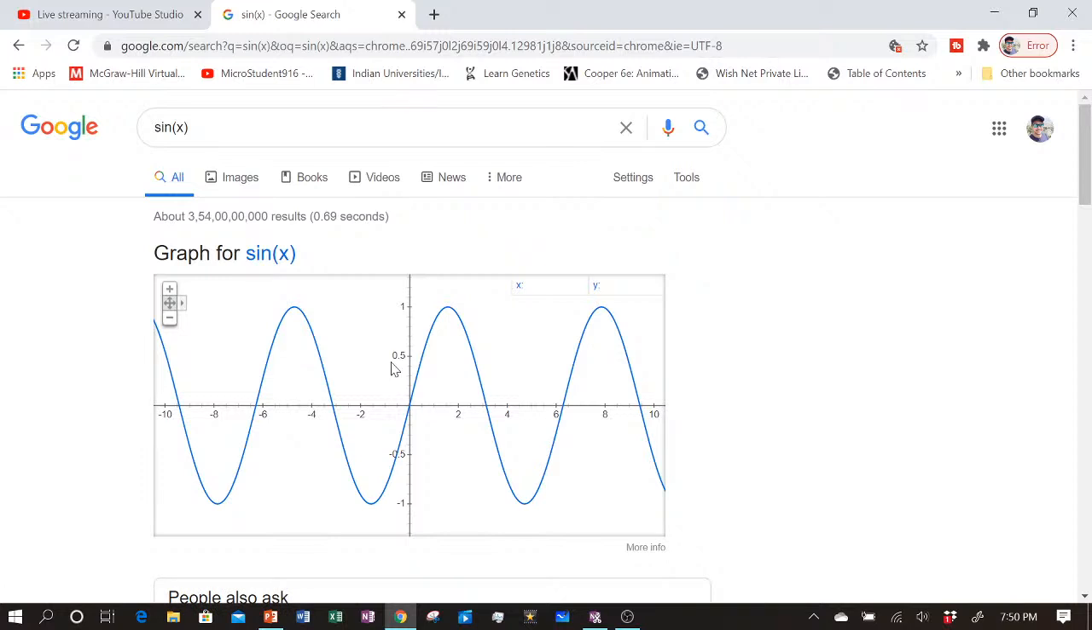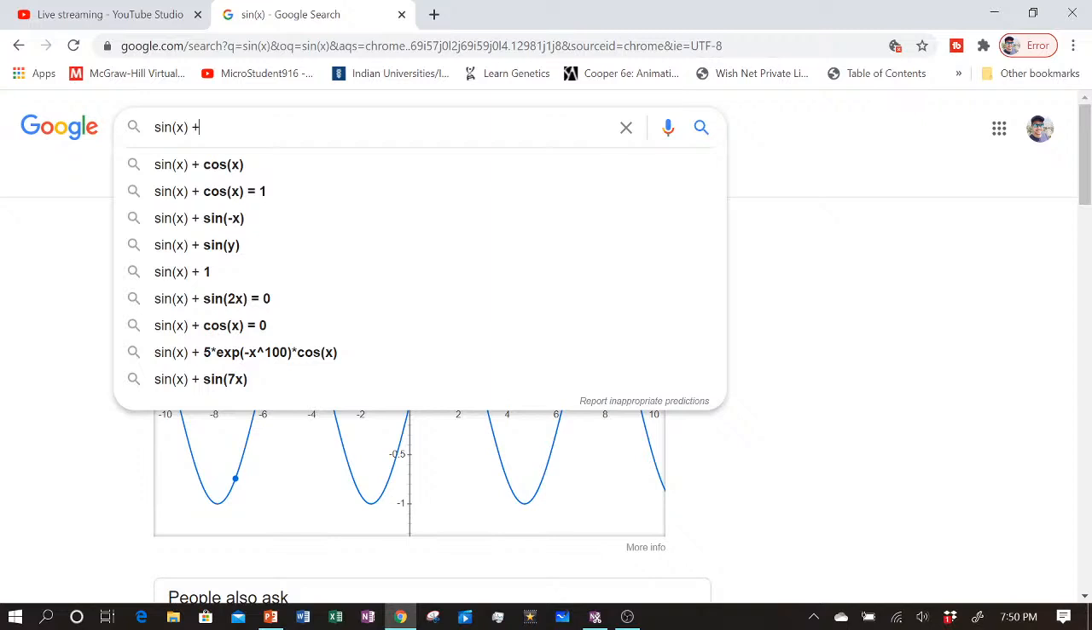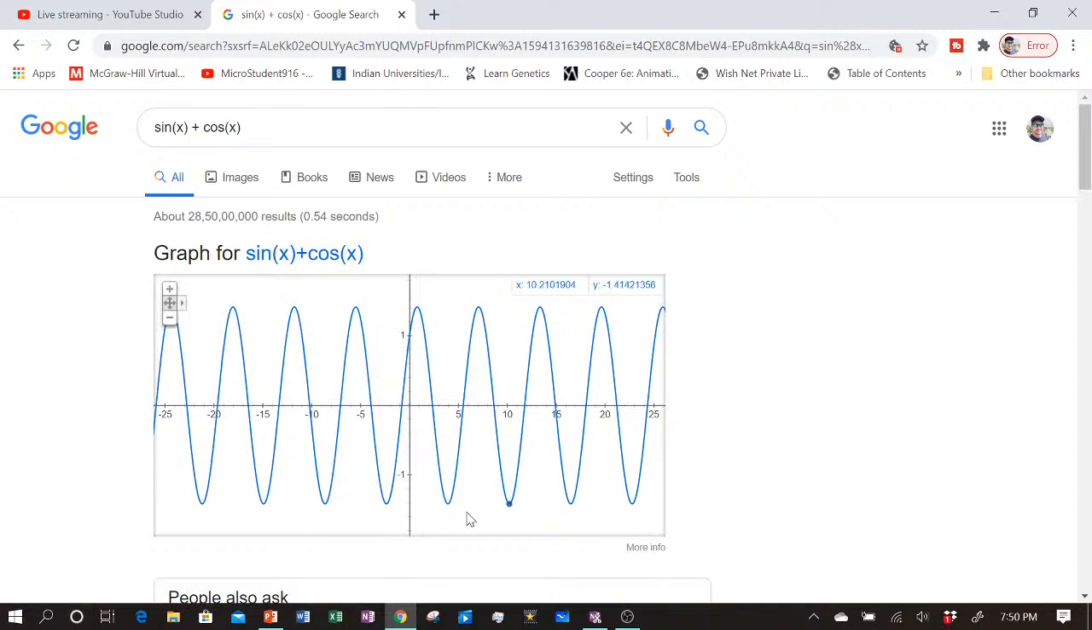This is our sine x, the curve for sine x, right? Now next, if we search for sine x plus cos x, see, this is the curve for sine x plus cos x, which is again periodic, right? That is, it repeats itself after a certain time.